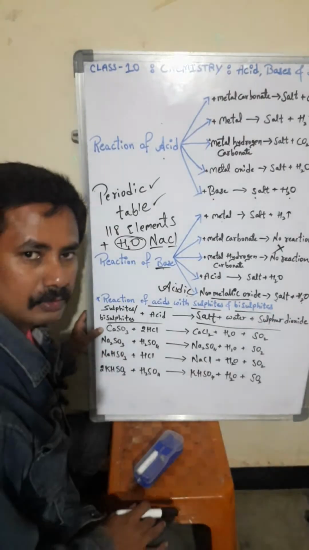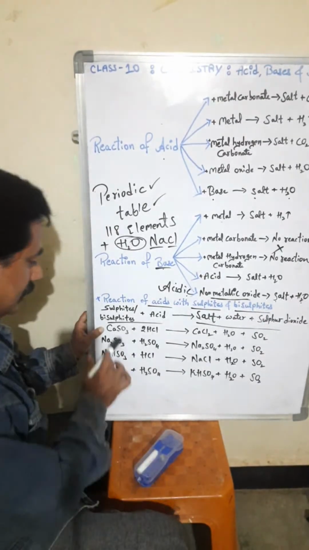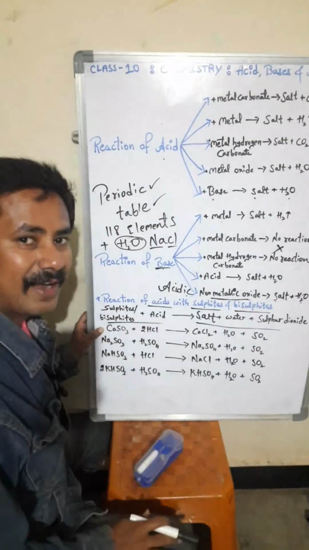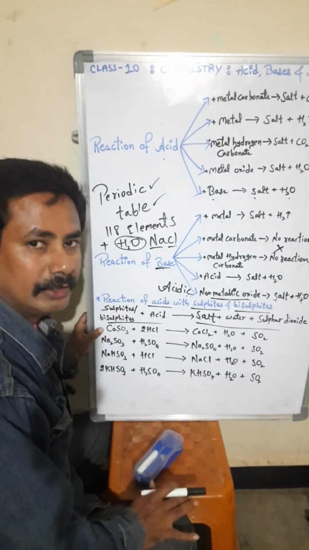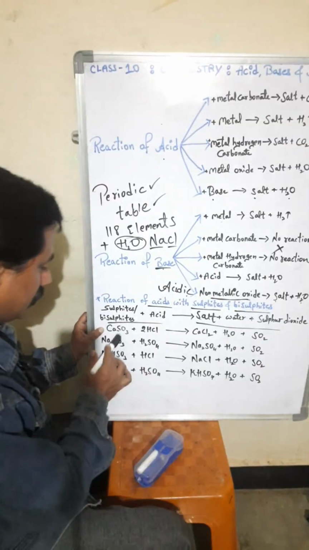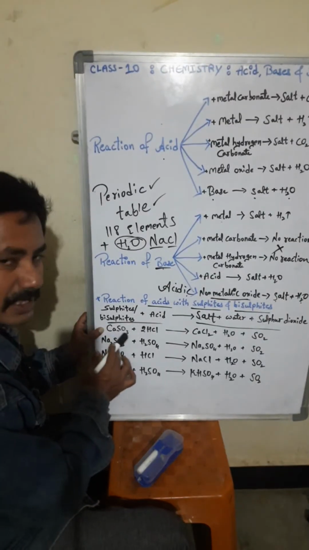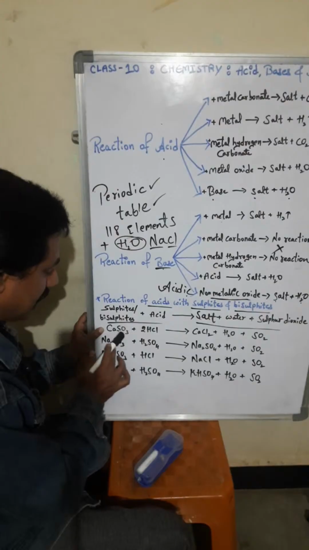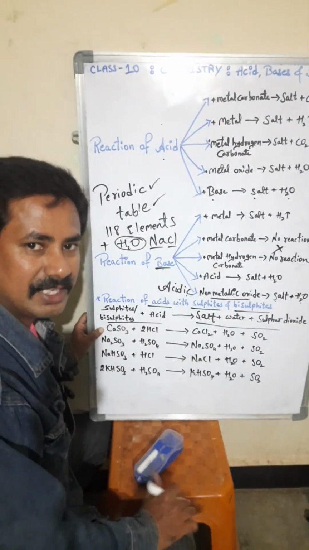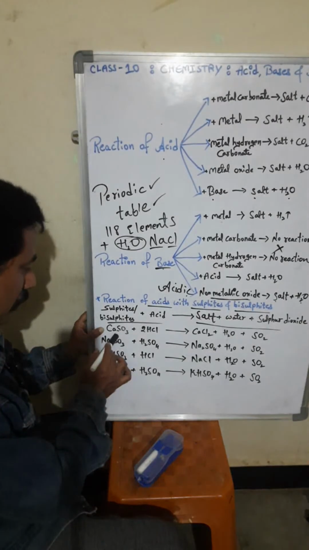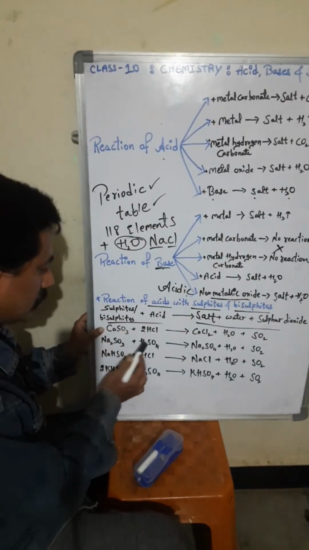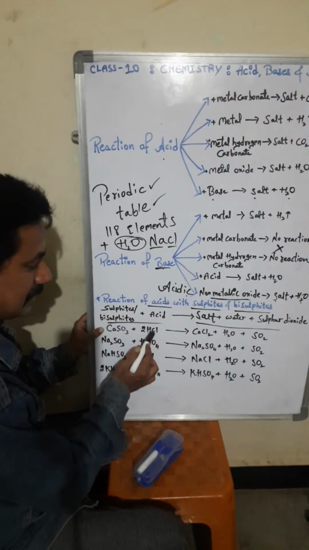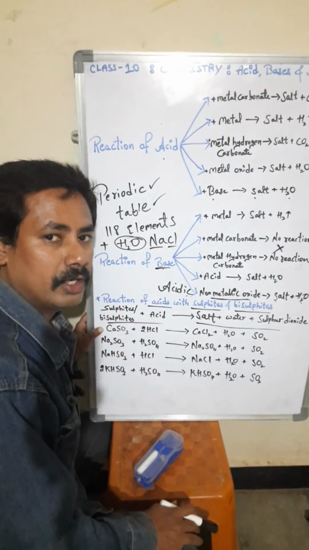So here CaSO3 is there. What is CaSO3? SO4 we know is sulfate. What is SO3? Sulfite. SO3 means sulfite. Which sulfite is there? CaSO3, calcium sulfite. Is it clear, students? What is this sulfite? Okay, so when it is reacting with acid, which acid we have taken for your example?